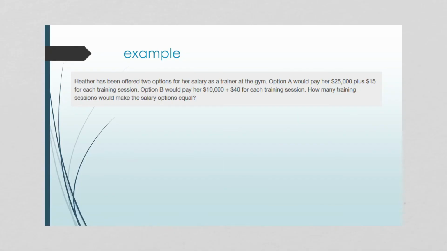All right, so for this problem, Heather has been offered 2 options for her salary as a trainer at the gym. Option A would pay her $25,000 plus $15 for each training session. Option B would pay her $10,000 plus $40 for each training session. How many training sessions would make the salary options equal?